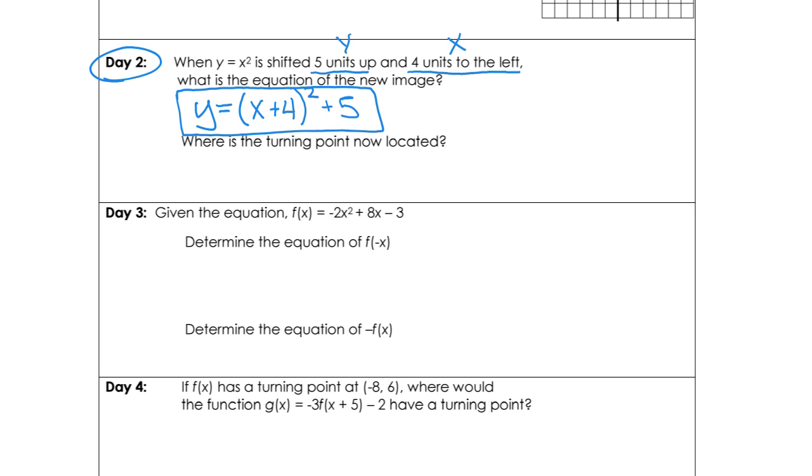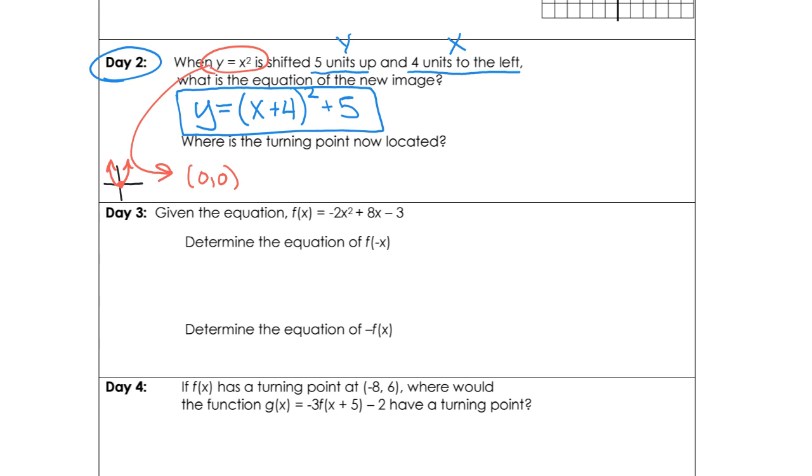So then the next part says, where is the turning point now located? Well, the turning point of y equals x squared is right at the origin. Okay. And if you weren't sure, you could always go ahead and graph it. But just to show you what your picture would look like, if you did graph it, it would look like a parabola that has its turning point right at the origin, (0, 0).